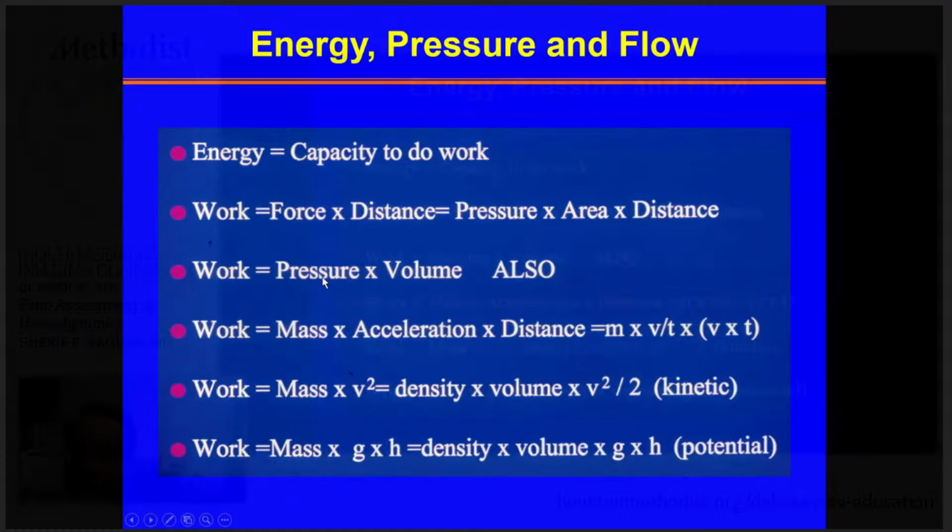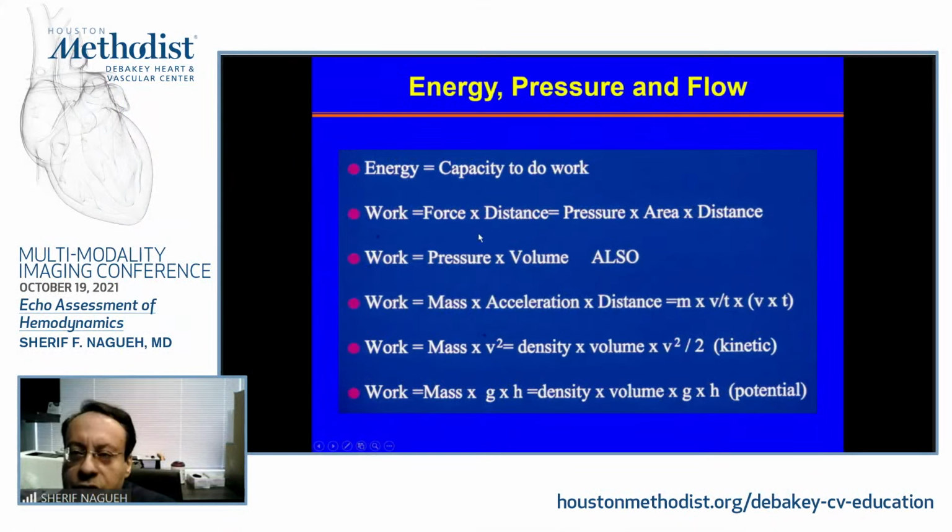Shifting gears from flow to energy, pressure, and flow relations. Energy is defined as the capacity to do work, and work can be looked at as the product of force and distance. And we just said that force per unit area is pressure, or force can be replaced as the product of pressure and area. Area multiplied by distance gets you volume. And so now you see that the product of pressure and volume will have the units of work.